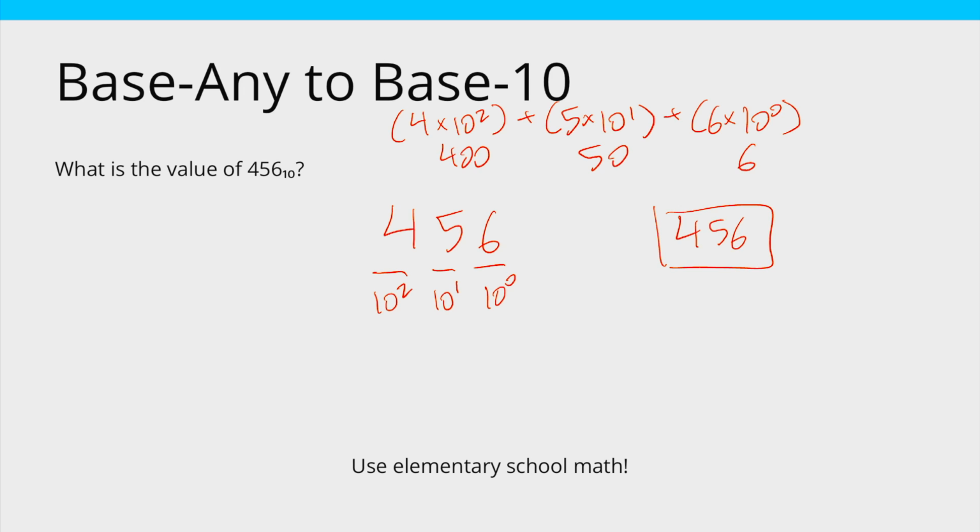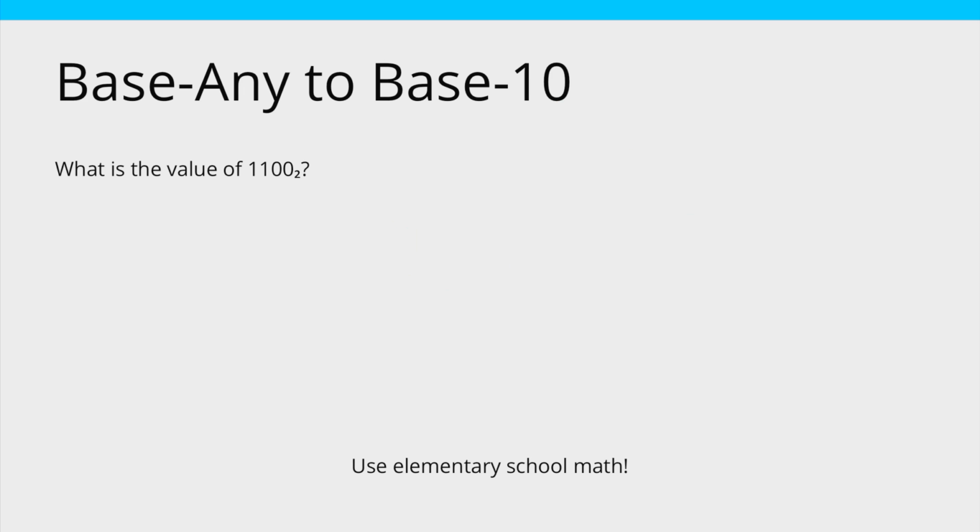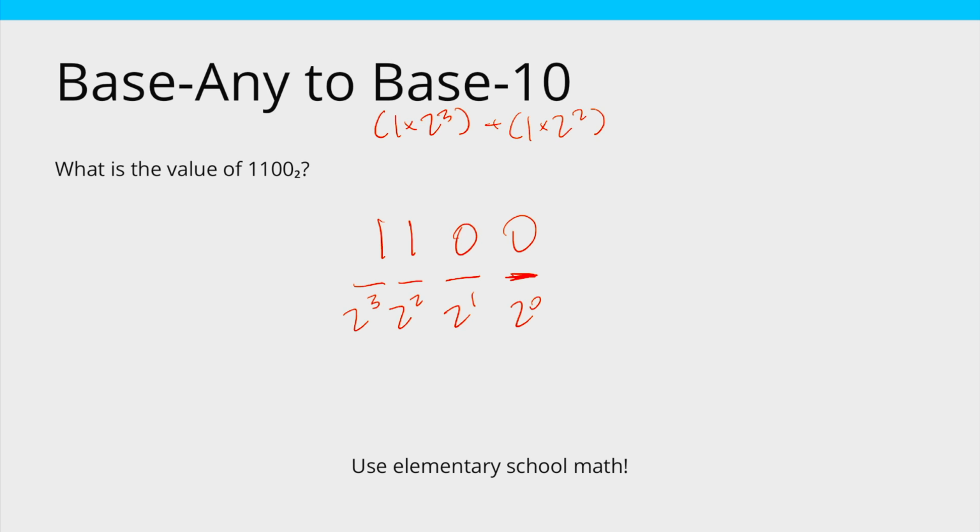We're going to use the same concept to convert other bases to base 10. You want to look at the place value and then multiply the value inside the place value. Okay, let's try it out. 1100. This is base 2. So what is this place value? 2 to the 0, 2 to the 1, 2 to the 2, 2 to the 3. Let's go ahead and multiply it out. 1 times 2 to the 3 plus 1 times 2 to the 2 plus 0 times 2 to the 1 plus 0 times 2 to the 0.